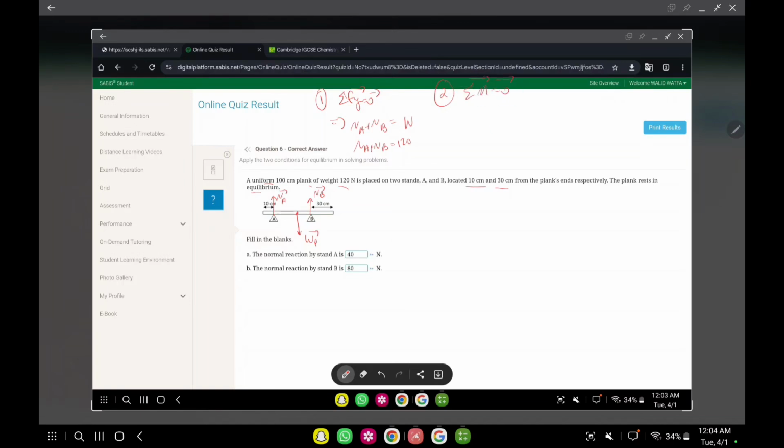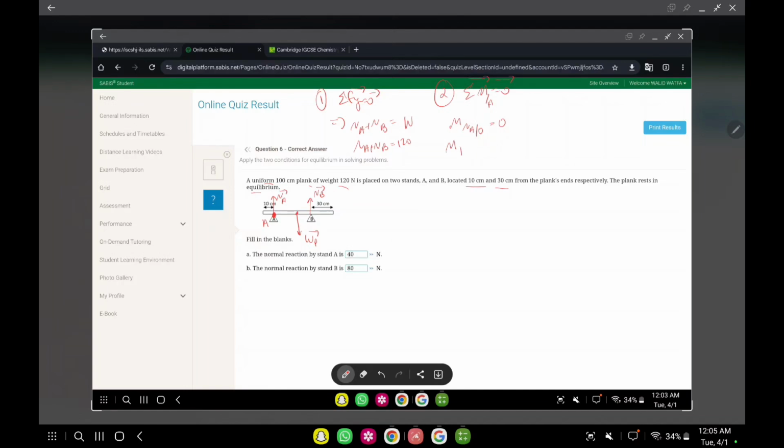What are we gonna take as our center of rotation? Since we have two unknowns, NA and NB, we have to take one of these points as the center of rotation. Let's take A as the center of rotation. We're going to call this point A. We're going to take the moments around A, and say that they equal 0. The sum of moments around A equals 0. Moment of NA around A is obviously 0 because it intersects with the line of action.